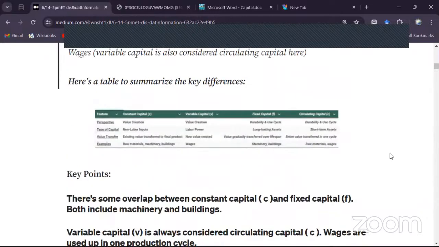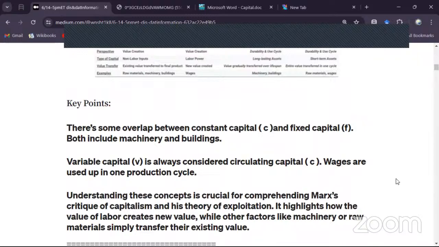Key points. There's some overlap between constant capital and fixed capital. Both include machinery and buildings. Variable capital is always considered circulating capital. Why is that? Wages are, in this assumption, there's no savings or anything else built into it. Wages are used up in one production cycle. Now, it's more complicated than that, of course. But the idea is the stuff you work for is about circulating, and your labor is certainly circulating in the sense that you go from company to company offering up your labor, et cetera.